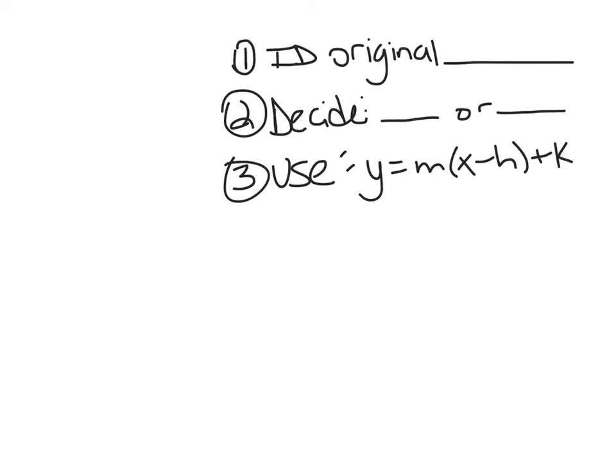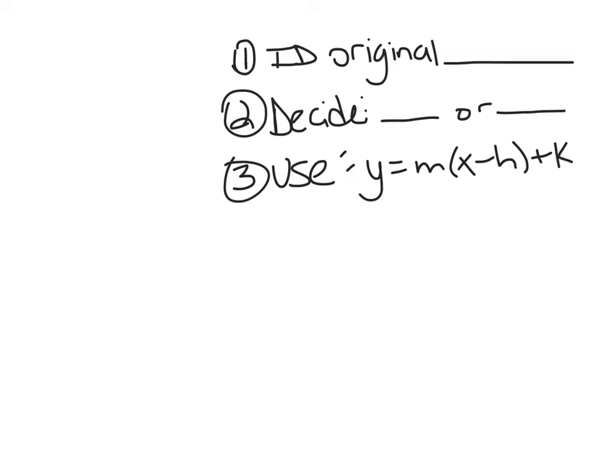We've worked on identifying parallel and perpendicular slopes. Parallel lines have the same slope, and perpendicular lines have opposite reciprocal slopes. And now we're going to talk about if I want a parallel or perpendicular line and need it to go through a certain point, how to write that equation.